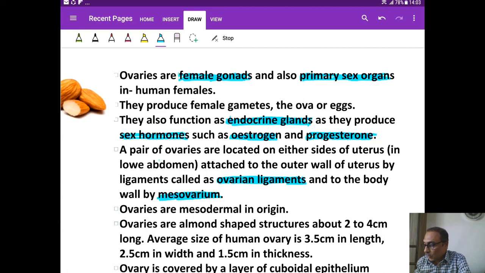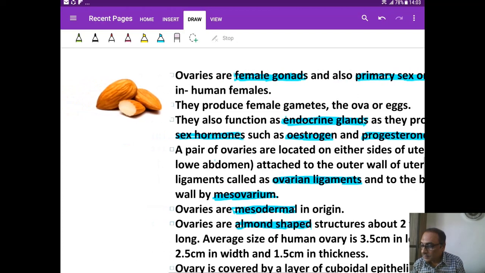Then ovaries are mesodermal in origin. What does it mean? They are derived from the mesoderm during the embryonic growth and development. So mesodermal in origin. Ovaries are almond shaped structures, as we see here. This is the almond, as you see. So almond shaped in structure.